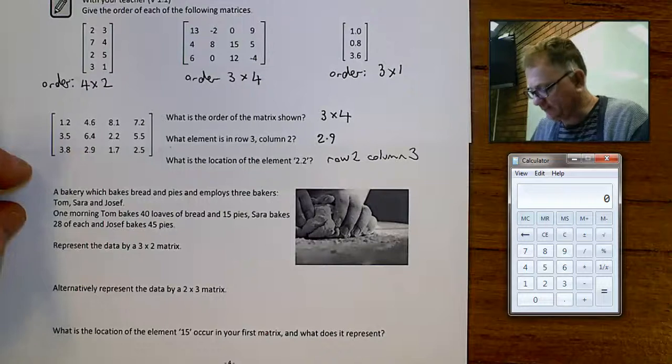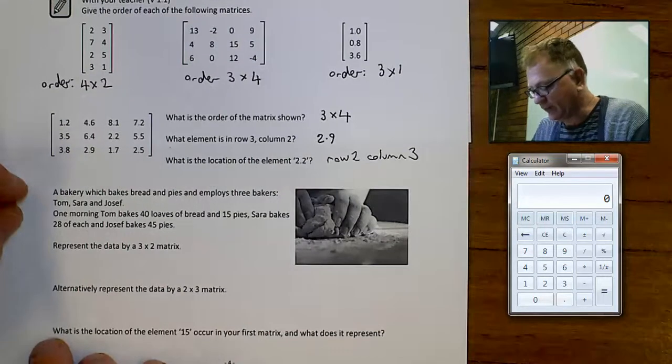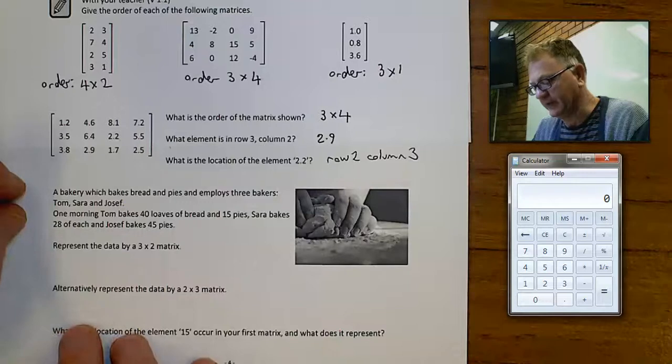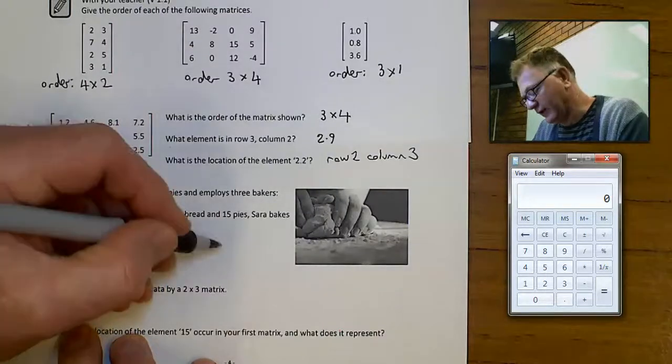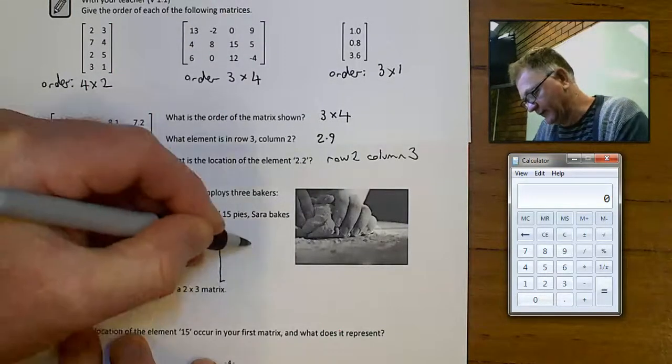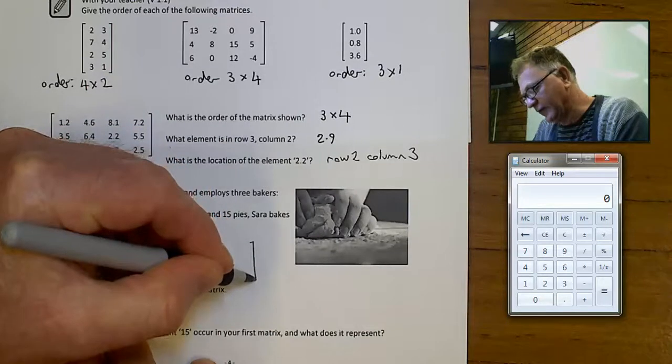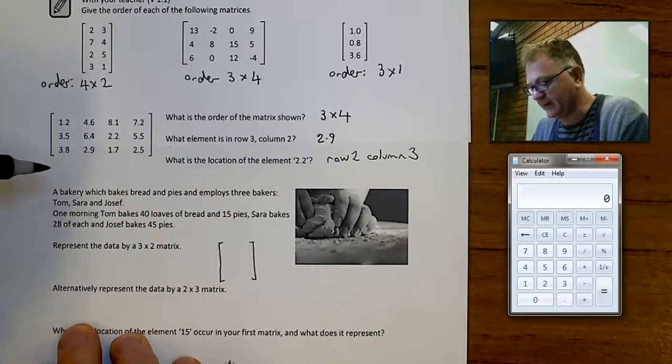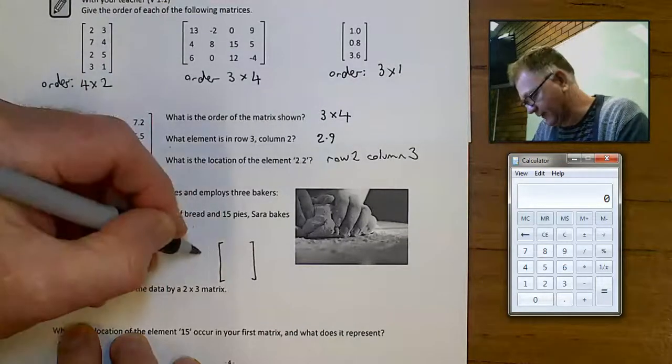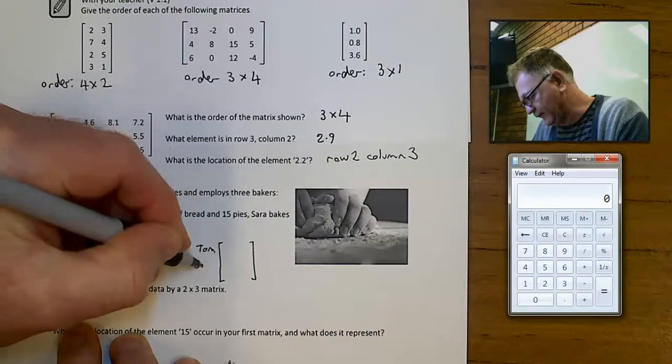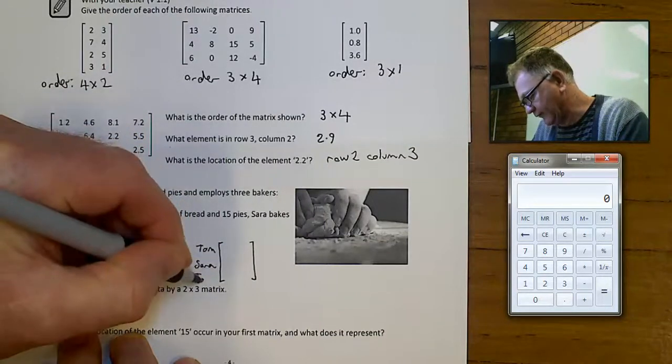And another example, we've got a bakery, 3 bakers, Tom, Sarah and Joseph, and they bake different numbers of bread and pies. We have to represent it by a 3 by 2 matrix. Well, if it's 3 by 2, that means that we've got to have 3 rows and 2 columns. I'm going to do it like this. Now there's 3 rows, there's 3 bakers, so we're going to have to put the bakers in the rows and the breads in the columns. So the bakers are Tom, Sarah and Joseph.